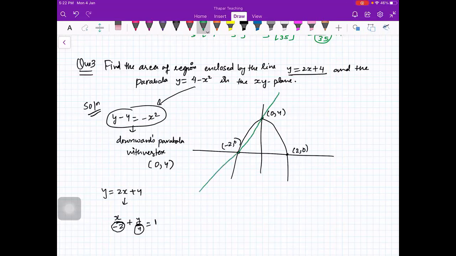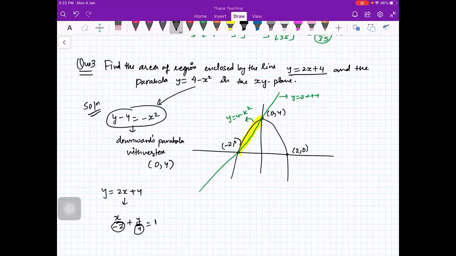Is that thing clear to everybody? This line is y is equal to 2x plus 4, and this is the parabola y is equal to 4 minus x square. And this is the region we are talking about. We have to find the region in between. Right? Okay. Now you see what we will do.